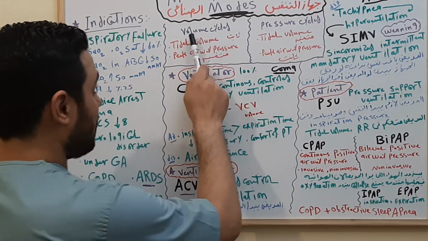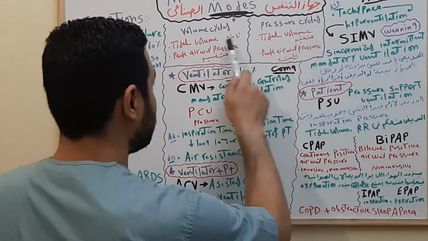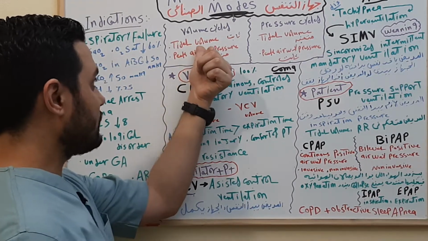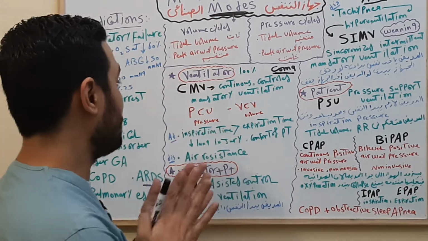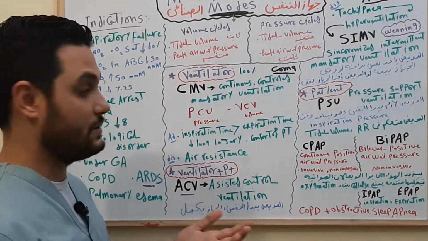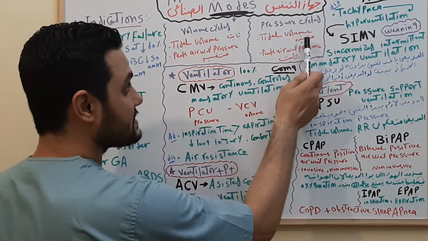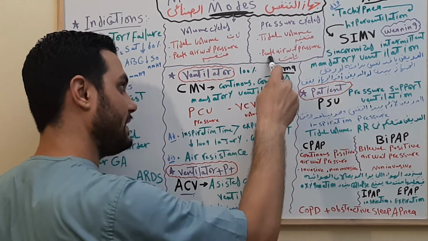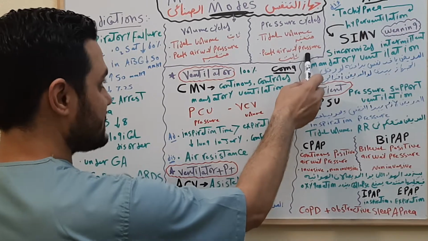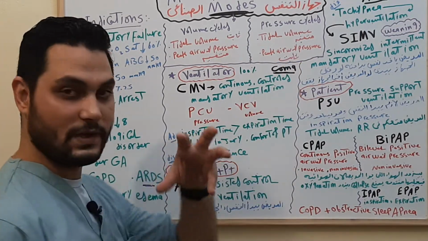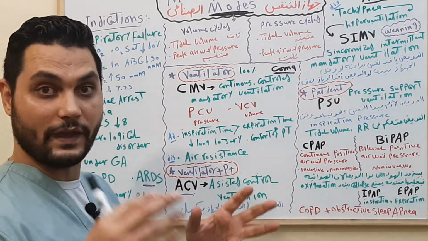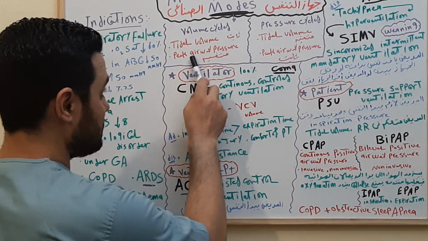At first, you need to know volume cycle and pressure cycle, the difference between them. In volume cycle, the tidal volume is constant, and the PIP, or pressure, is the one that changes. In pressure cycle, the tidal volume is the one that changes. Here we fix the pressure for the patient. So in pressure, the one fixed is pressure, and the one changed is tidal volume, or the volume entering the lung. In volume, the one fixed is tidal volume, or the amount of air entering the lung, and the one changed is PIP, or the pressure.